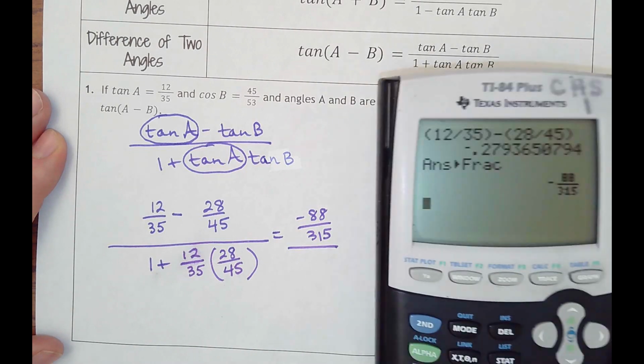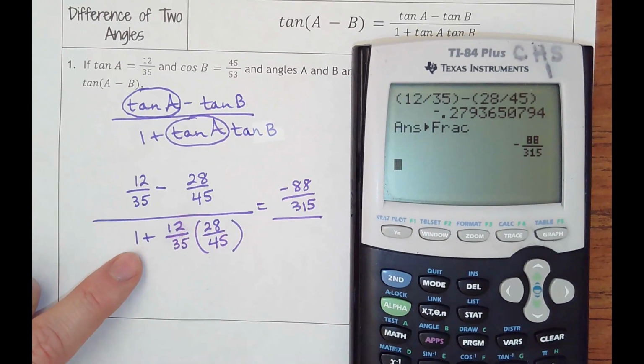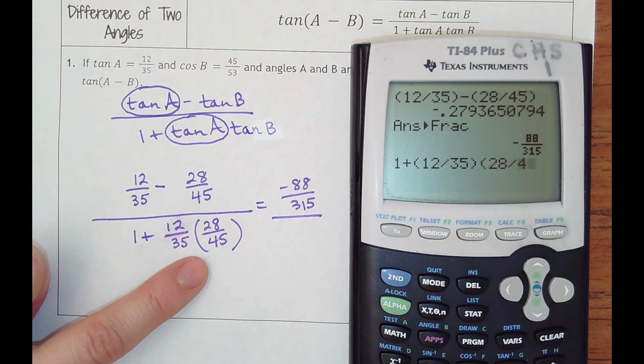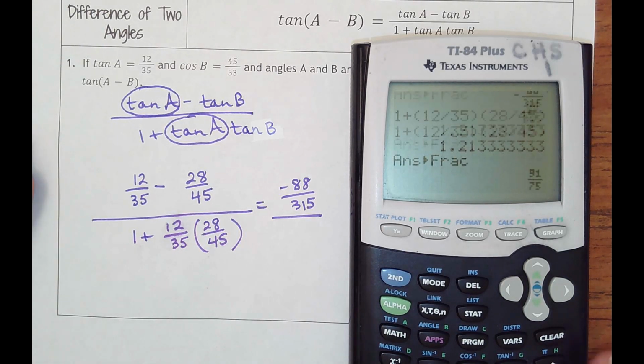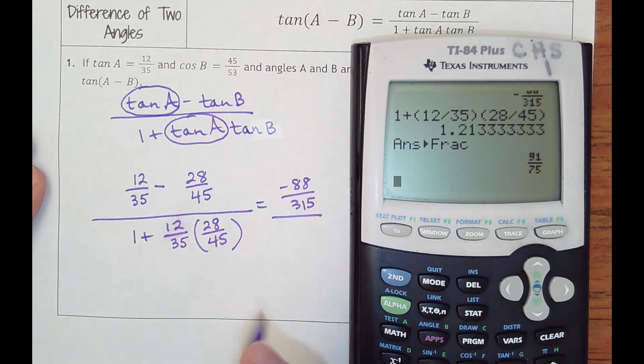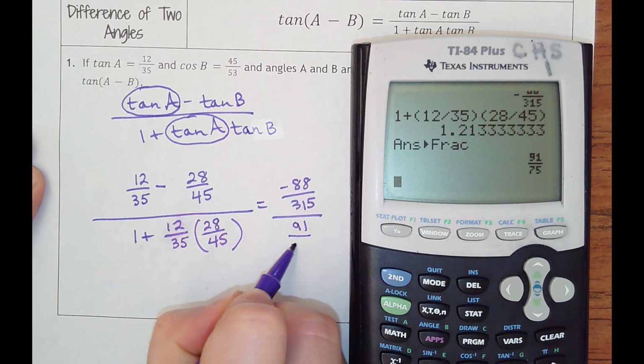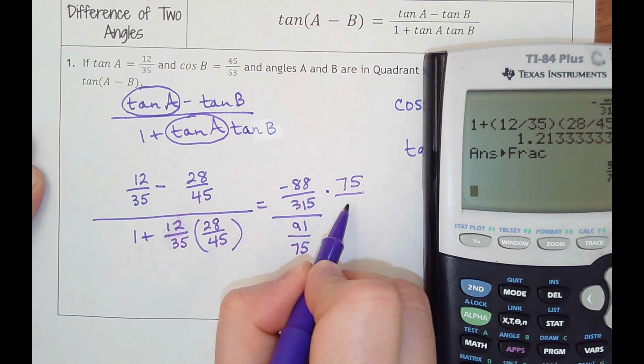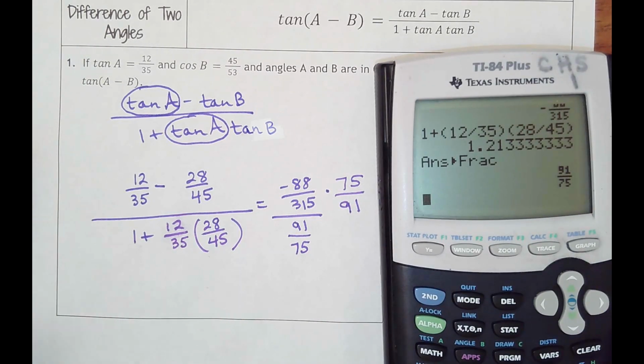Now I'm going to do the denominator, and I just put this all in at once too. 1 plus 12 over 35 times 28 over 45. Turn that into a fraction and you get 91 over 75. And then we're going to multiply by the reciprocal, 75 over 91, and then I would just put that on my calculator.